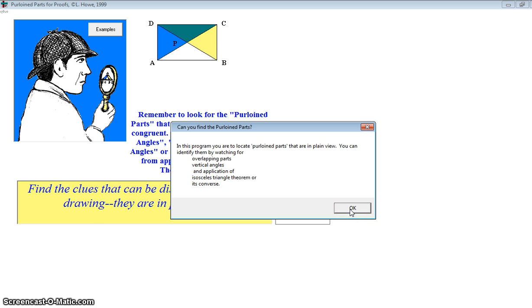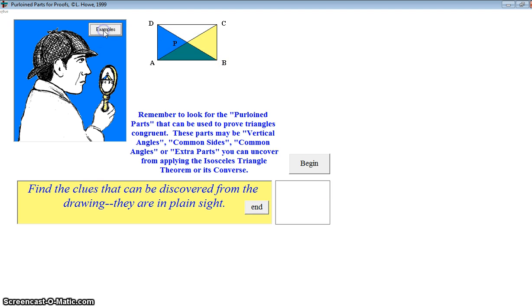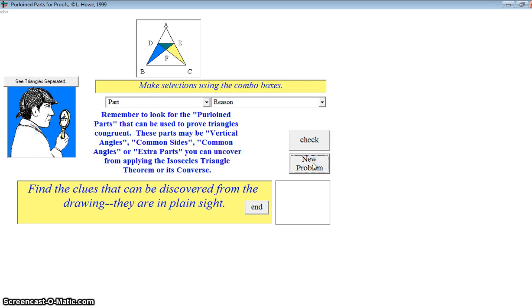Just like we found parallel lines by establishing that alternate interior angles were congruent today, we can also find alternate interior angles given parallel lines. So you can use these things backwards and forwards. Click on examples to view the drawings before you begin. So when you get into How-To, you can click on examples, vertical angle pairs. These are the kind of figures you're going to be looking at. So let's try a couple.